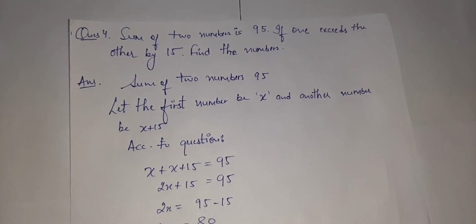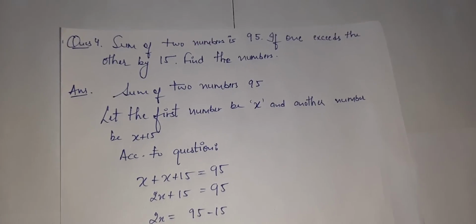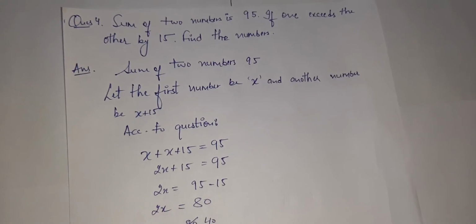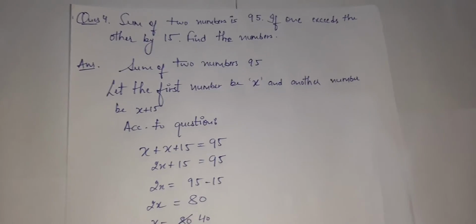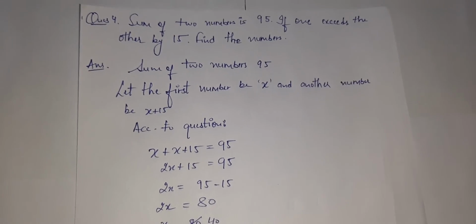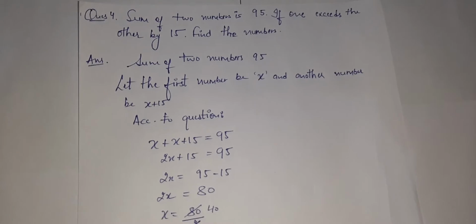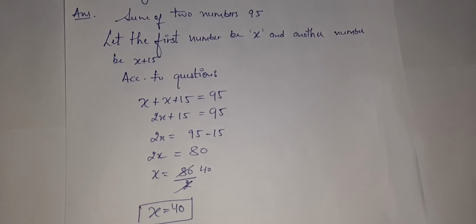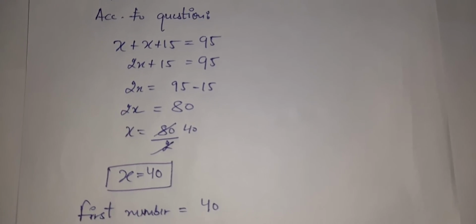Now the next question. Question number 4. Sum of two numbers is 95. When we are adding two numbers, the answer is 95. If one exceeds the other by 15, if one number exceeds the other number by 15, find the numbers. So let the first number be x and another number be x plus 15. Got it? According to the question, x plus x plus 15 is equal to 95. X plus x, 2x plus 15 is equal to 95.